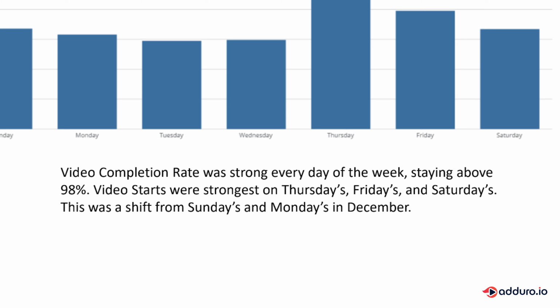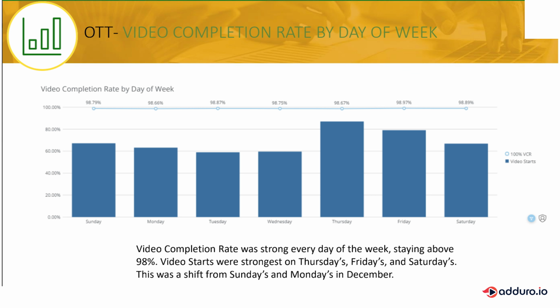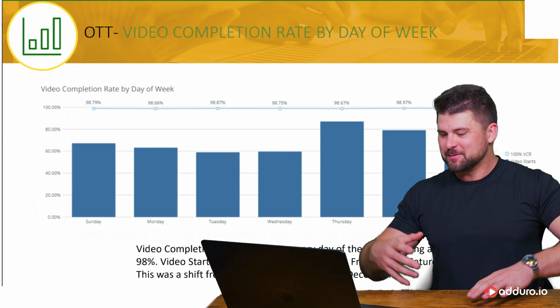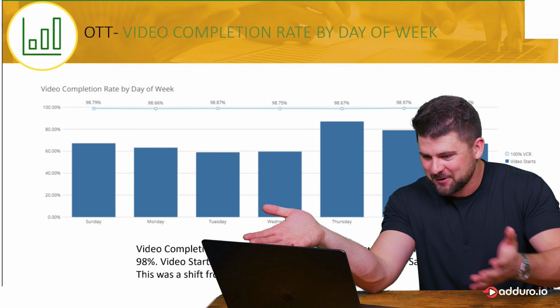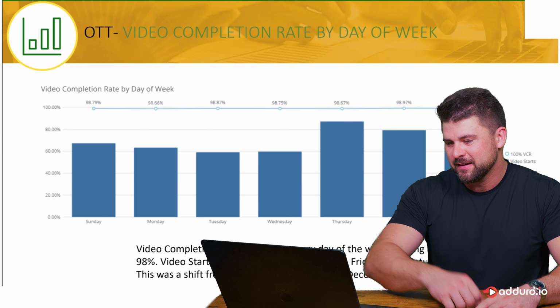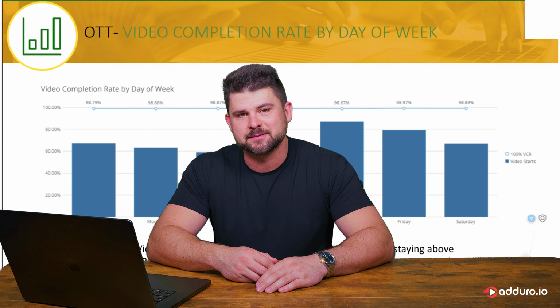Okay, we have some hardcore analytics on this one. Video starts were strongest on Thursday, Fridays, and Saturdays. This was a shift from Sundays and Mondays in December. Okay, so a few things here. There's literally no scale for video starts, just for VCR. So these could all be within like 0.2% of each other. So they're literally writing this optimization note just based off the graphic with no actual data and no basis in true analysis. But based on the rest of this chart, that sounds about right for what I'm seeing.